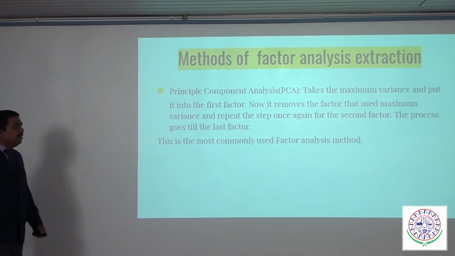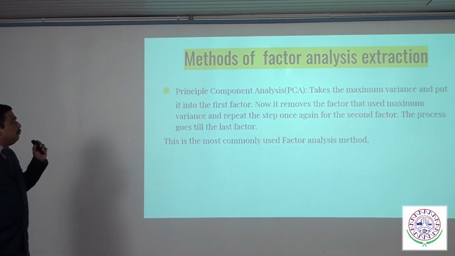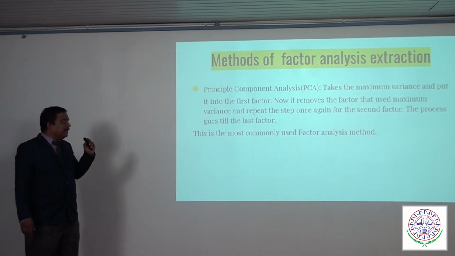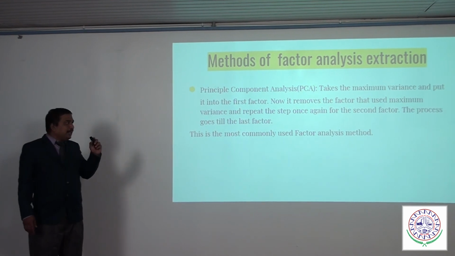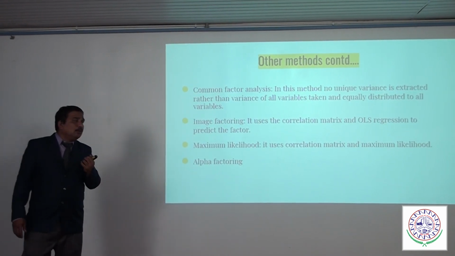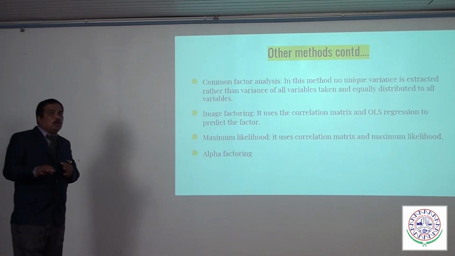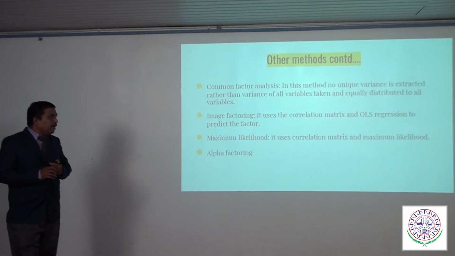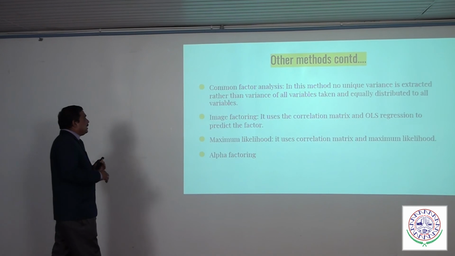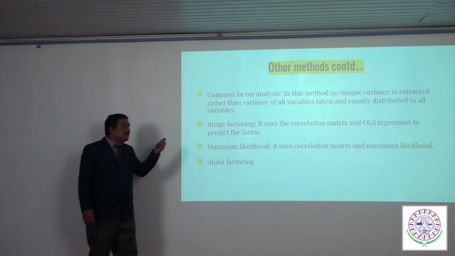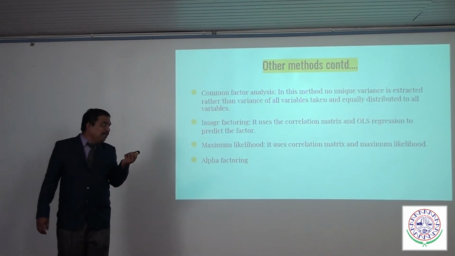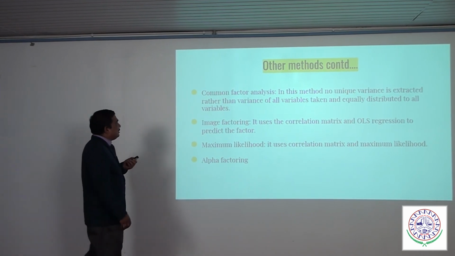Now we have the principal component analysis. In this, maximum variance is taken and put into the first factor. Then it removes that factor's variance and repeats with the other variables until it reaches the end. Then I come to the other methods here. One is common factor analysis, in which the variance of all variables is taken together and distributed equally among all the variables. The other one is called image factoring. Here they use the correlation matrix and OLS regression to predict the factors. In maximum likelihood, the correlation matrix and maximum likelihood are taken into consideration.